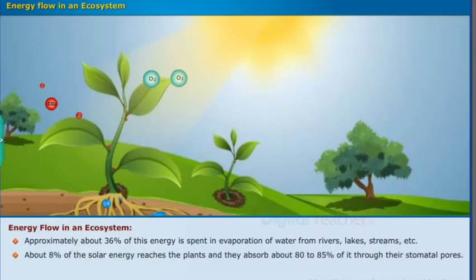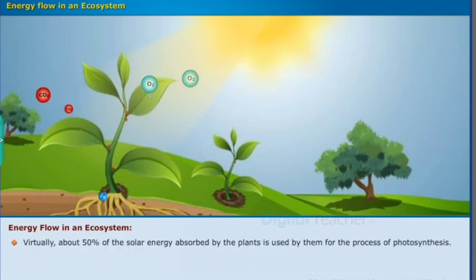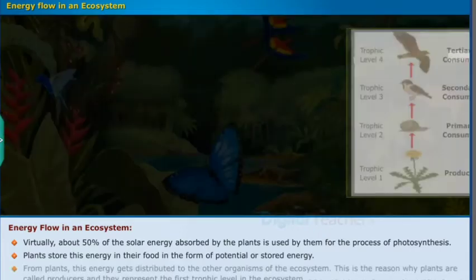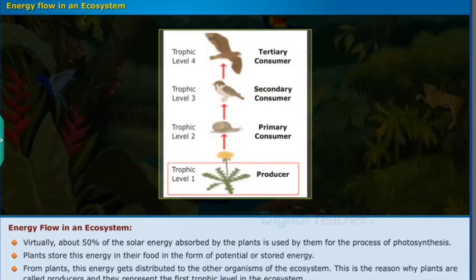and they absorb about 80 to 85% of it through their stomatal pores. Virtually, about 50% of the solar energy absorbed by the plants is used by them for the process of photosynthesis. Plants store this energy in their food in the form of potential or stored energy. From plants, this energy gets distributed to the other organisms of the ecosystem.